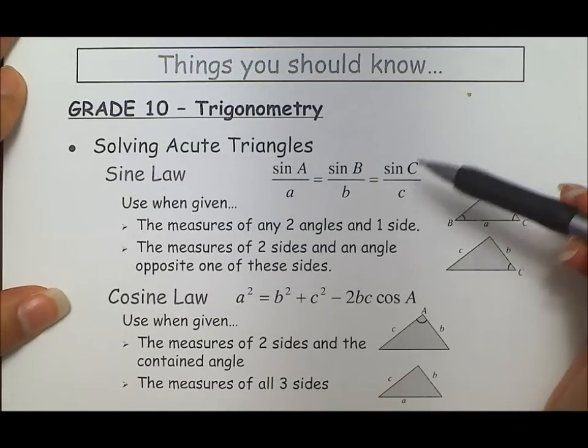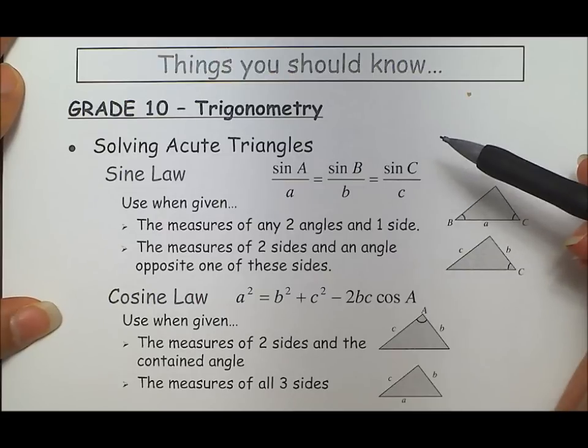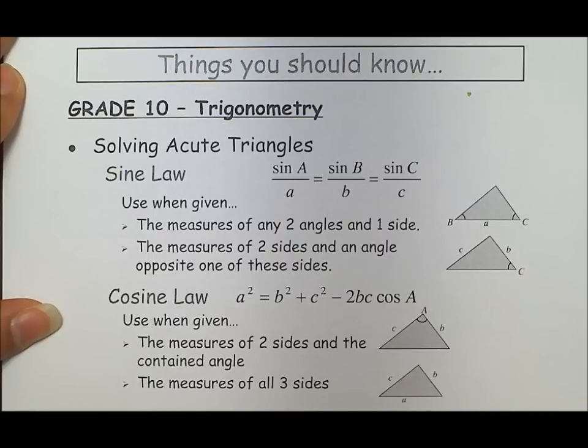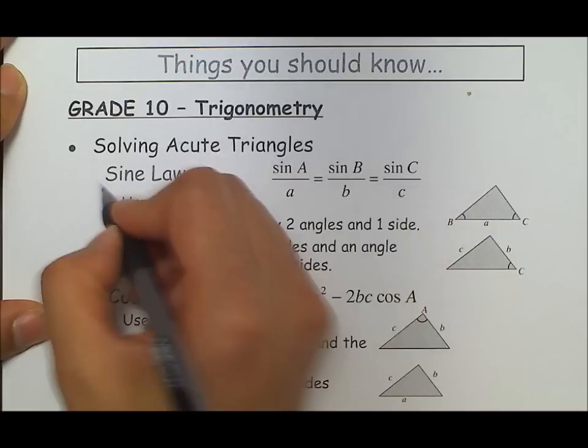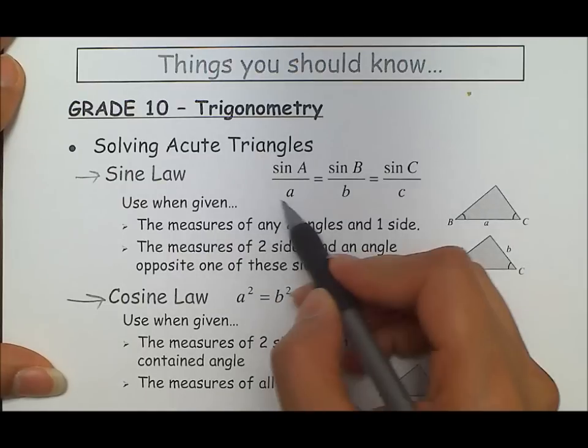When you were solving acute triangles, we needed some new laws or some new formulas to help us solve acute triangles. So acute triangles are triangles that do not have a 90-degree angle in them. And so we looked at the sine law and the cosine law to help us solve triangles that do not have a 90-degree angle. And so here's a sine law that's given.